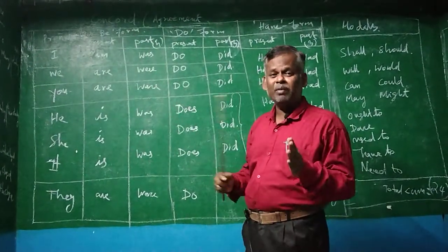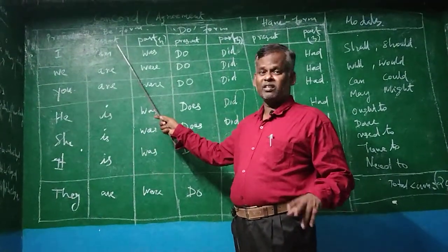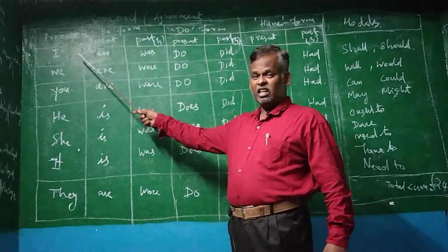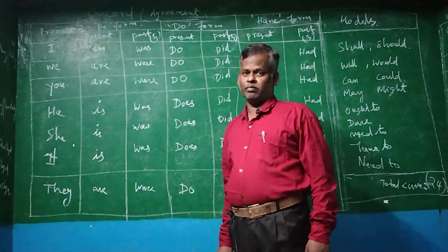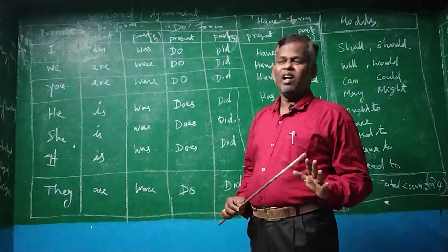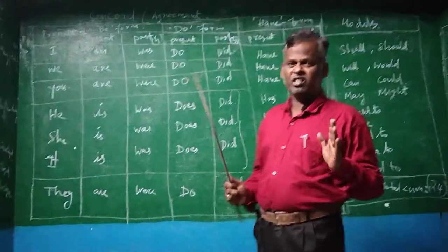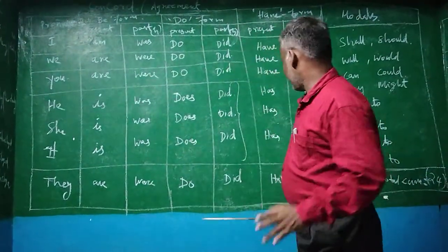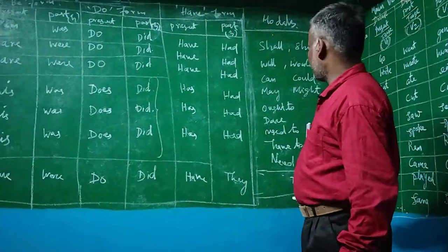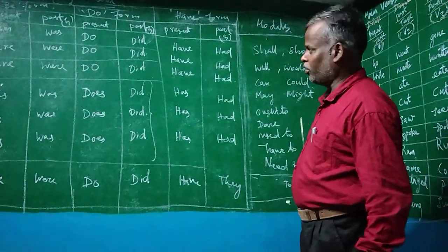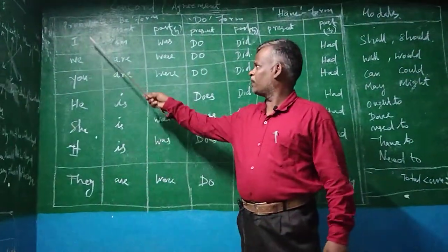Concord means agreement with the verb. What does that mean? A singular verb accepts a singular noun, and a plural noun accepts a plural verb. That is known as agreement, or concord. This table of knowledge is very important, and you know very well there are 24 auxiliary verbs, including the modals. That's very necessary to keep in our mind.